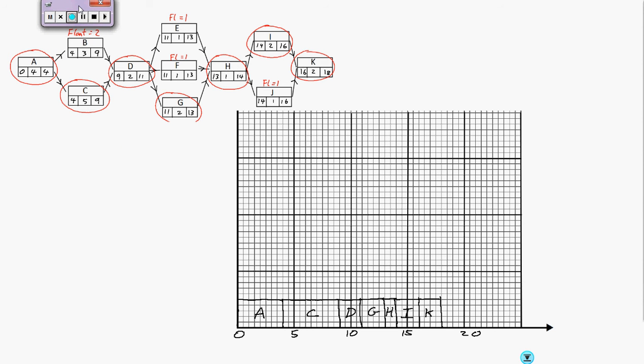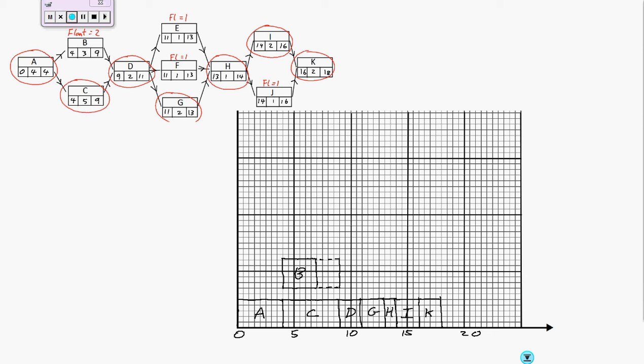There just remains to put in the rest. So first off, B I see starts at time 4. And it goes on for 3 weeks. So it can be finished by 7 weeks. So I draw a solid box for that time period. But because B could actually finish anywhere up to 9 weeks, I'm then going to dot up to 9 weeks like that. And that shows the float time.